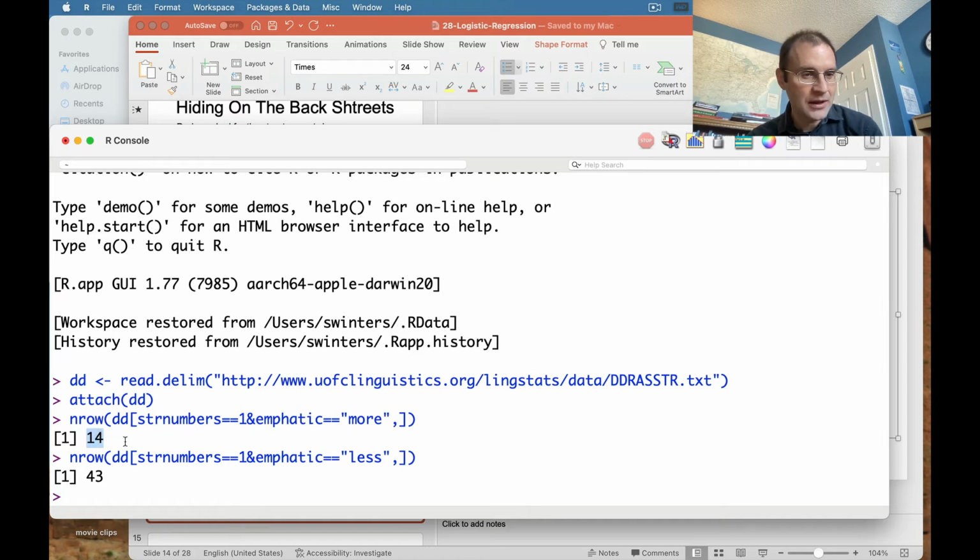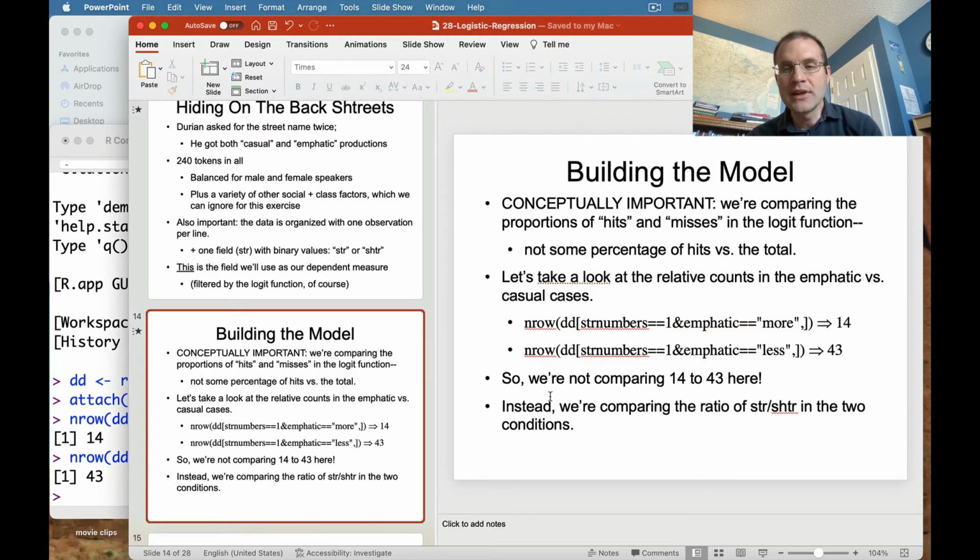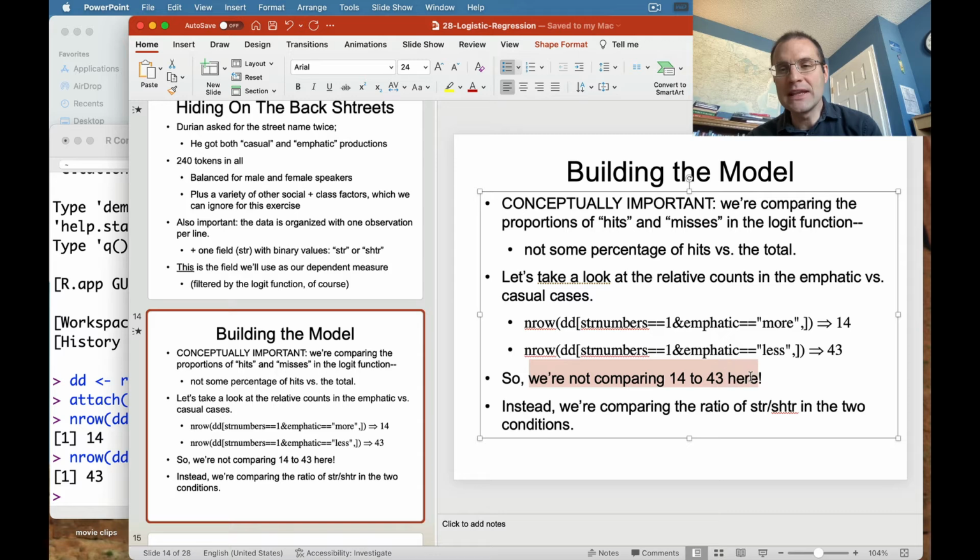There's 14 of them out of 120 there, because we have 240 total. We're going to split it in half, so there'll be 120 total. And then this is the less context. We get 43 out of 120 there. So it looks like on the surface, at least, they're doing it more often in the less formal context or the more casual context. But the point is, we're not comparing 14 to 43 here.